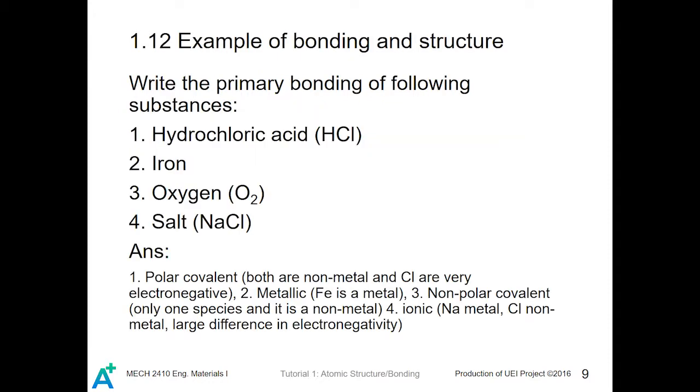Examples of bondings and structures. Write the primary bonding of the following substances. The first one is HCl, hydrochloric acid. The second one is iron. The third one is oxygen. The fourth one is salt.